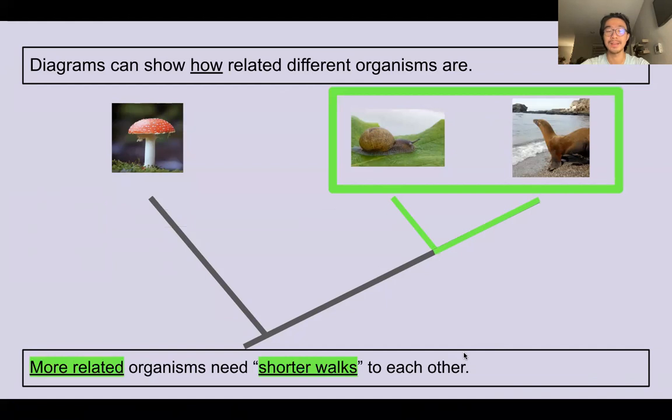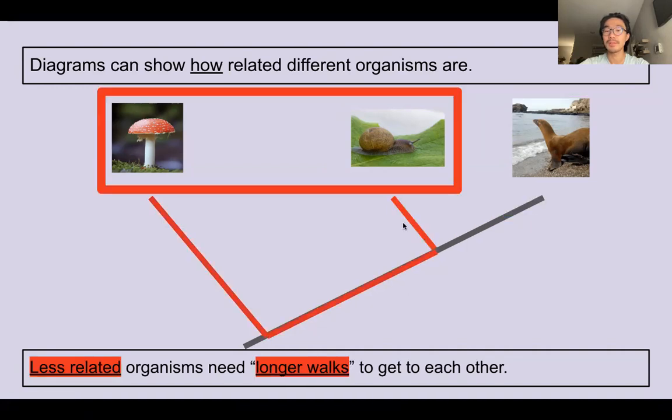So let's talk about how to read them. If we look at the slug and the sea lion, you can see that in order to walk from the slug to the sea lion, it's not a very far walk. You just go on this path. It's a pretty short walk. So short walks mean that they're more related. But if you have to go on a very long walk, for instance, from the slug to the mushroom, that's quite a long walk, right? That's a longer walk. So they are less related. Less related organisms need longer walks to get to each other.